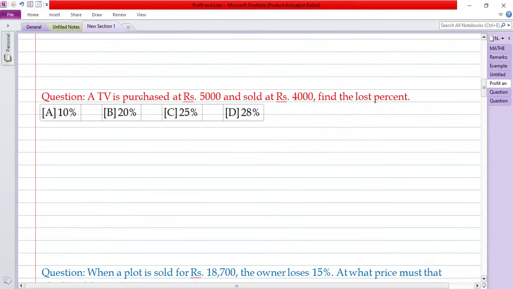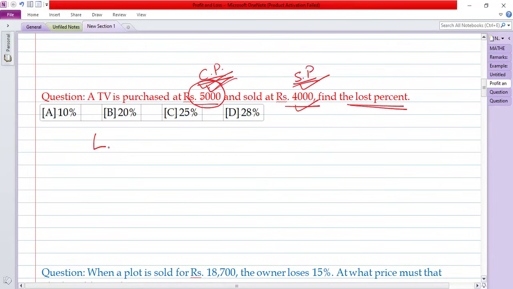So here a TV is purchased for rupees 5,000 and sold for 4,000. We have to find the loss percentage. Obviously, this is the cost price, this is the CP purchase, and this one is the selling price. Obviously the selling price is less than the cost price, which means it is giving us a loss.